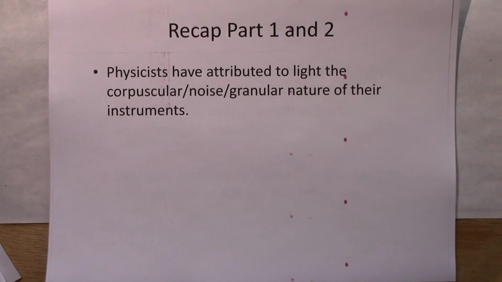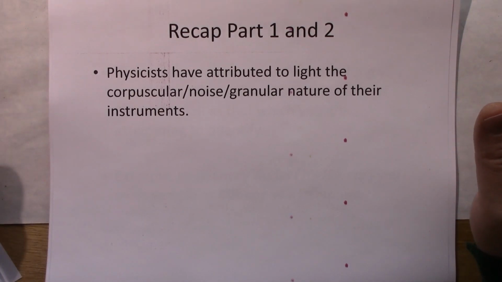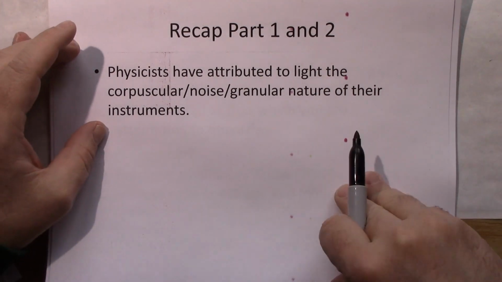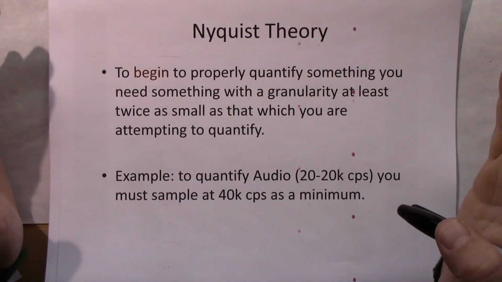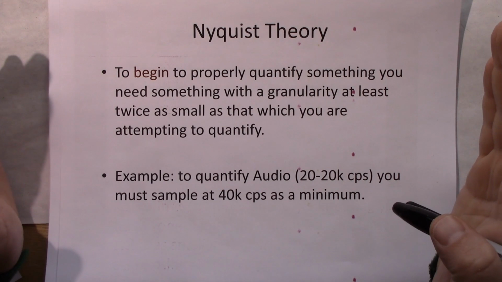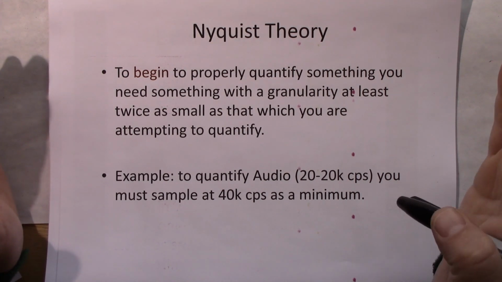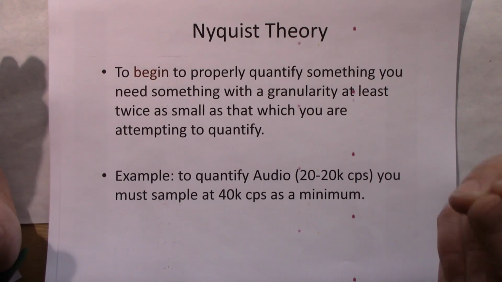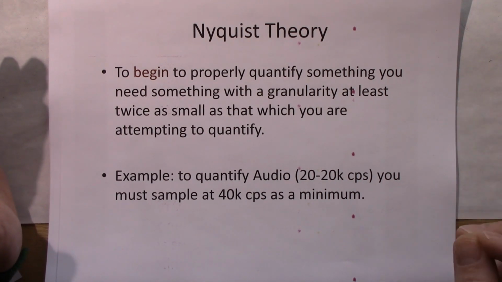So, the recap of parts 1 and 2. Part 1, we're talking about the image intensifier. Part 2, we're talking about the film media. Physicists have just attributed to light the corpuscular, granular, noisy nature of their instruments. In order to prove the particulate nature of something, you need something with at least a granularity twice as small as the thing you're trying to prove is granular.